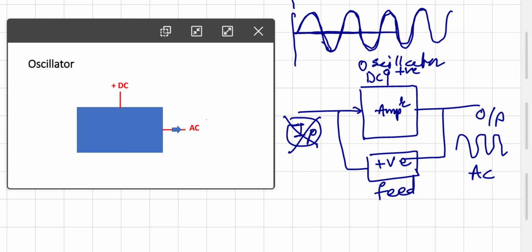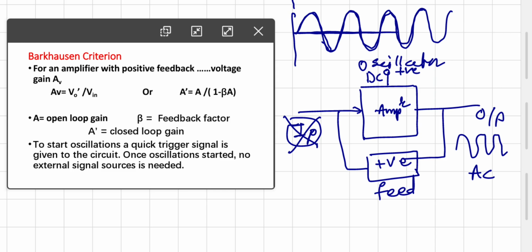So this is a block diagram of an oscillator. Here you see this is an oscillator in which DC energy is converted into AC. So, Barkhausen criteria: let us consider an amplifier with positive feedback. So let us consider this is an amplifier which has a positive feedback.